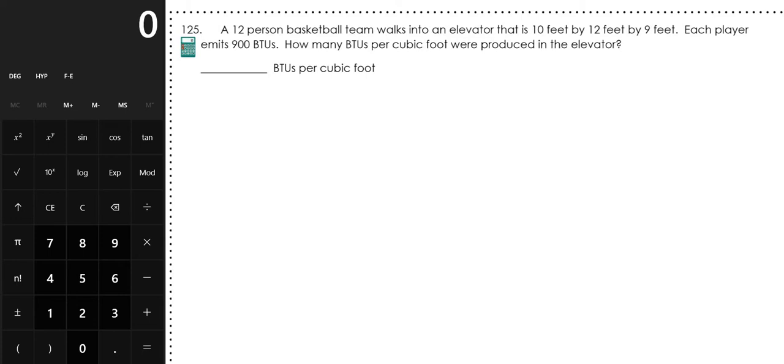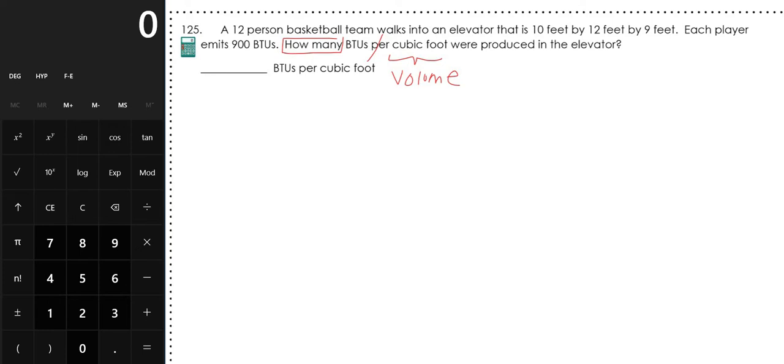Okay, let's go to the ask of the question. They're saying how many BTUs per cubic foot were produced in the elevator. BTUs per cubic foot. It's telling you you're going to divide the number of BTUs by cubic feet. Now then, I want you to think about, well, what the heck is cubic feet? Cubic feet is feet cubed, which is a measurement of volume. So they're basically telling you, take the number of BTUs, divide it by the volume of the elevator.